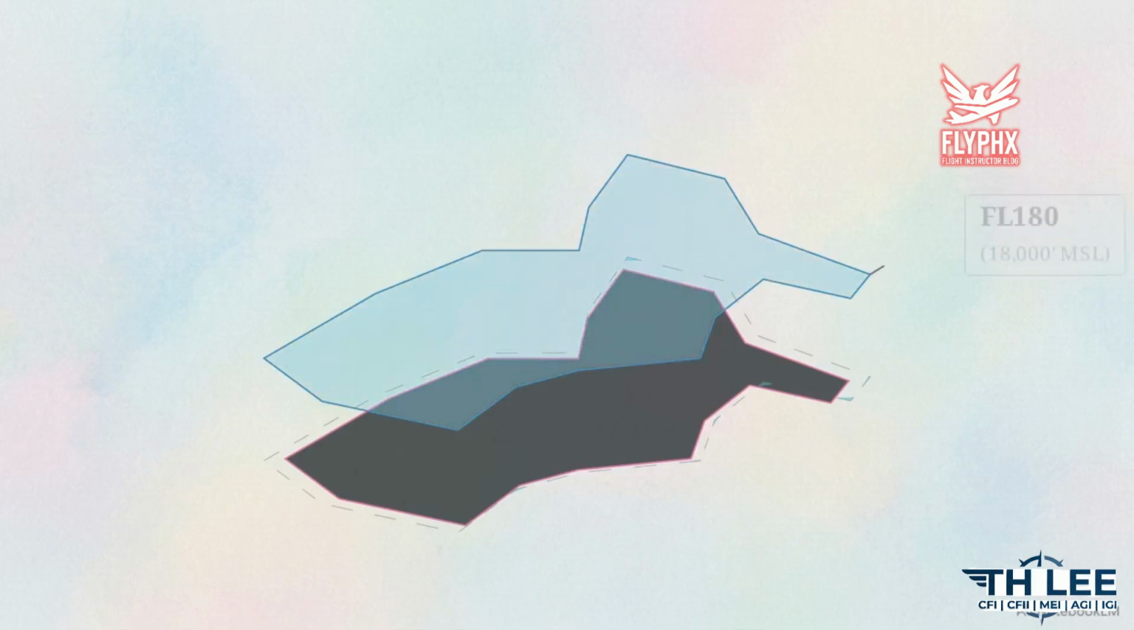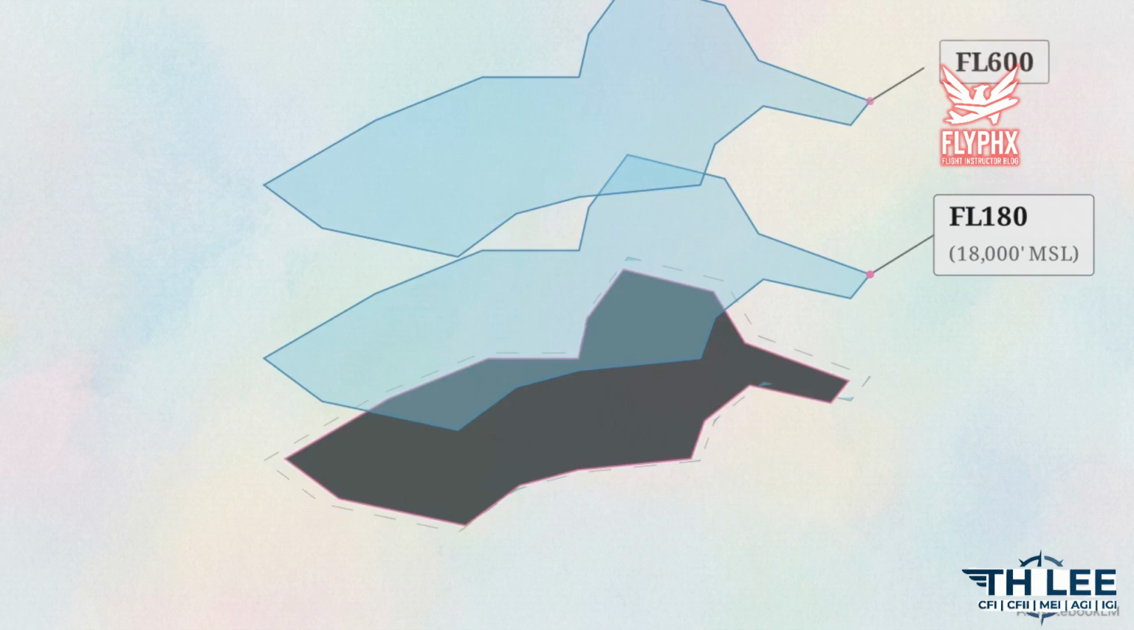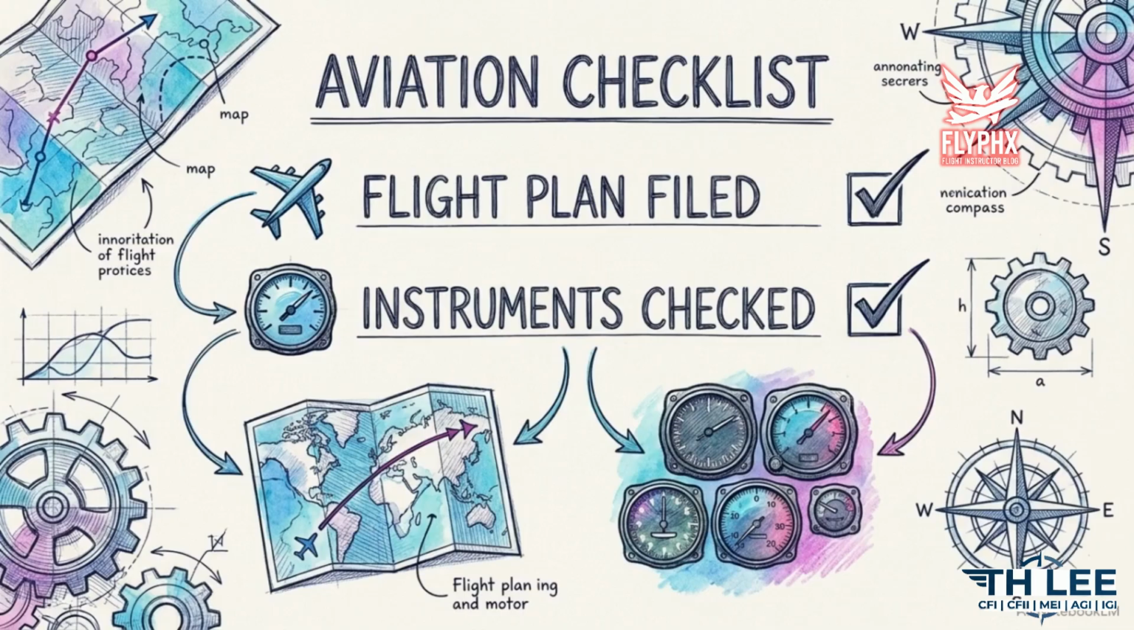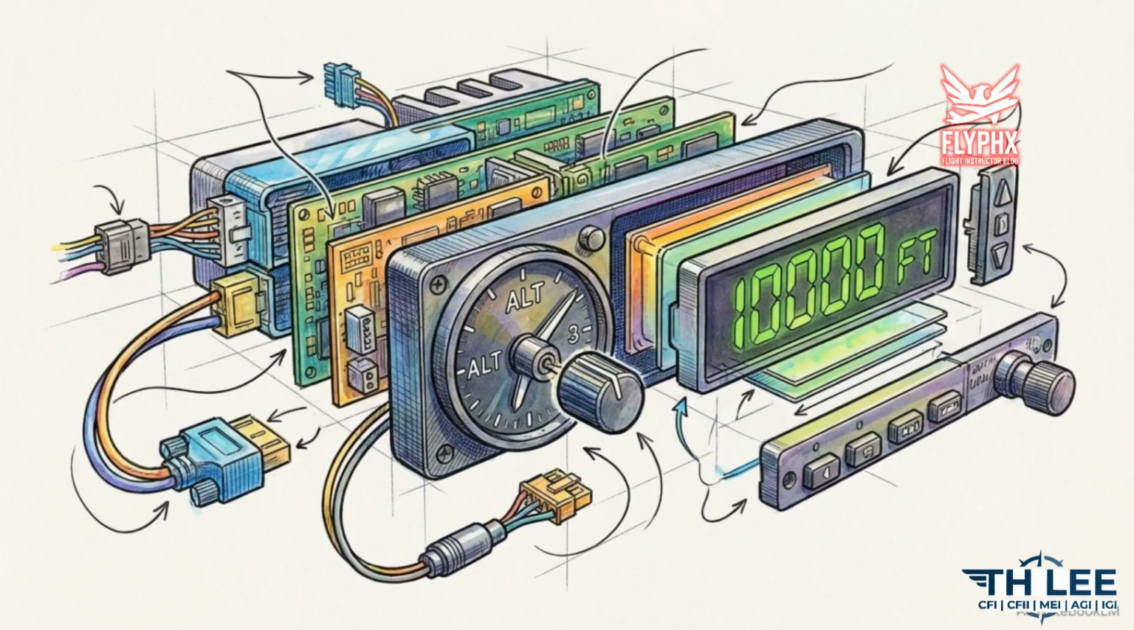It begins generally at flight level 180, or 18,000 feet MSL, and extends up to flight level 600. The entry requirements here are absolute. VFR flight is strictly prohibited. To enter Class A, you must be on an IFR flight plan, hold an instrument rating, and operate an aircraft equipped with a Mode C transponder for automatic altitude reporting.